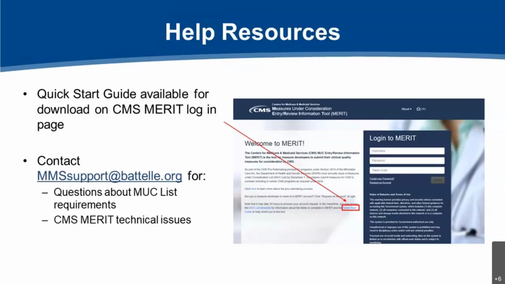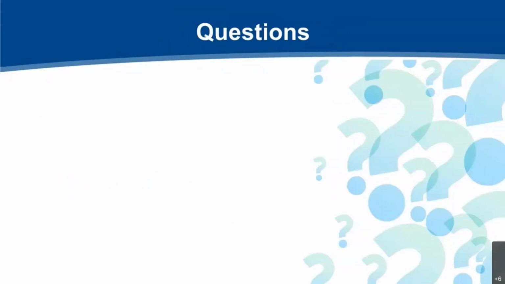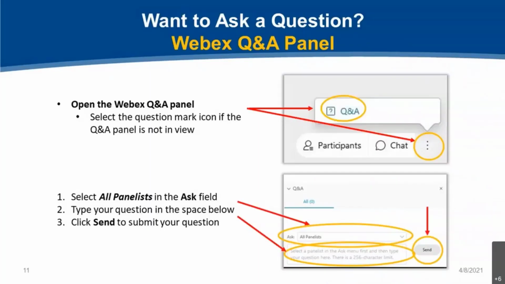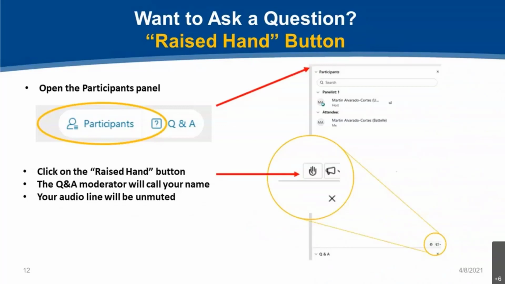And with that, I think we can transition to the questions. Before I turn it over to Kate Buchanan to see if we've received any questions in the Q&A panel, I'm going to just display these instructions to remind you how to ask questions. So you can use the WebEx Q&A panel. Make sure to select all panelists. Or you can virtually raise your hand and we will unmute your line so that you can ask your question. So Kate, have we received any questions?